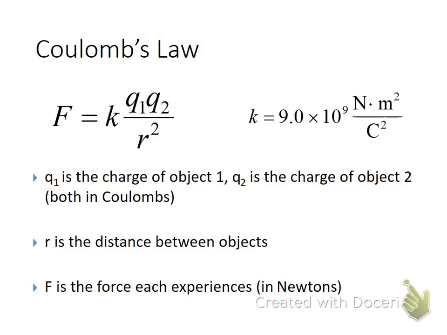Then we got a little bit more quantitative with it and started looking at forces. The force between any two objects with charge can be found with Coulomb's law. That's F equals K times Q1 times Q2 all over R squared. Here, Q1 is just the charge of object 1, whatever that might be, and that's going to be measured in coulombs. Q2 is the charge of object 2, and that's going to be measured in coulombs. R is the distance between the two objects, and that right there is going to be measured in meters.